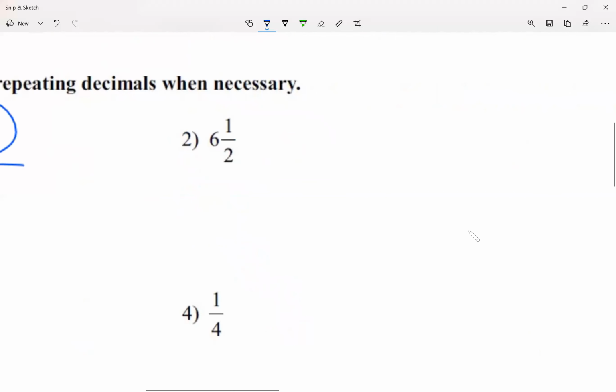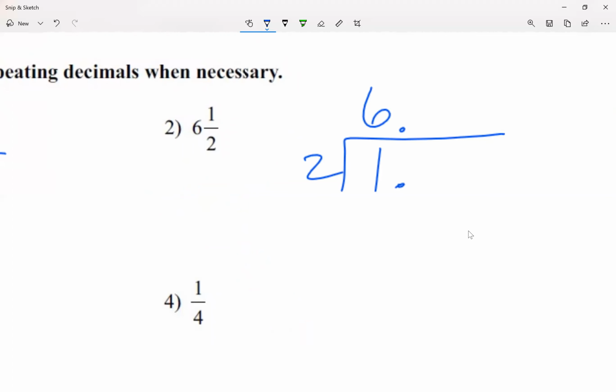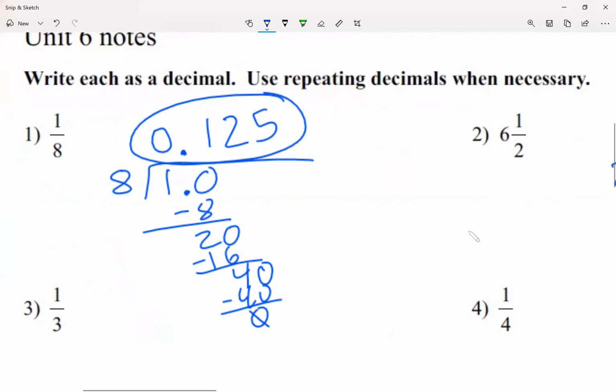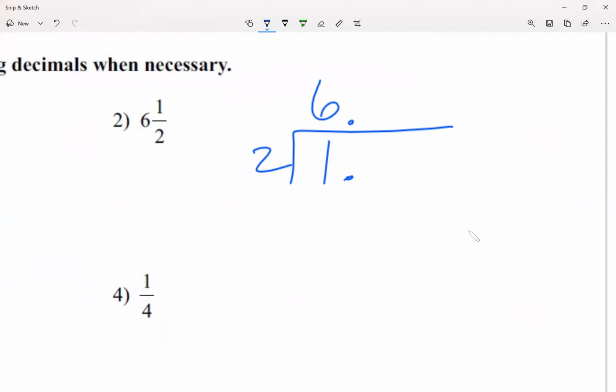All right, let's take a look at question number 2. To be honest, I'm just going to worry about the decimal. The fraction, 1 divided by 2. Now, that 6, the number before the fraction, is going to go before the decimal. Remember how in question number 1, we had a 0. We had no number in front of the fraction. So that 6 in front of the fraction just goes before the decimal. So 6 point something. I'm just going to work with the fraction.